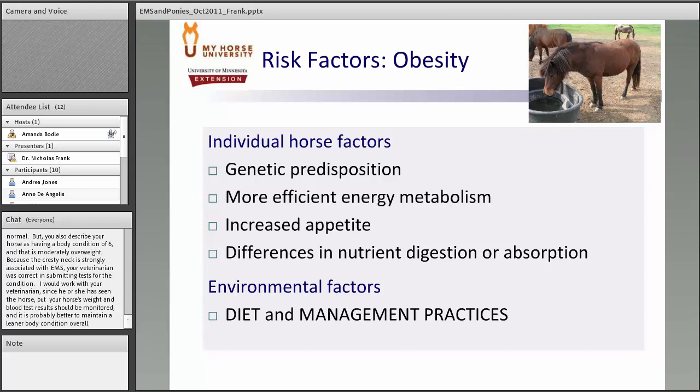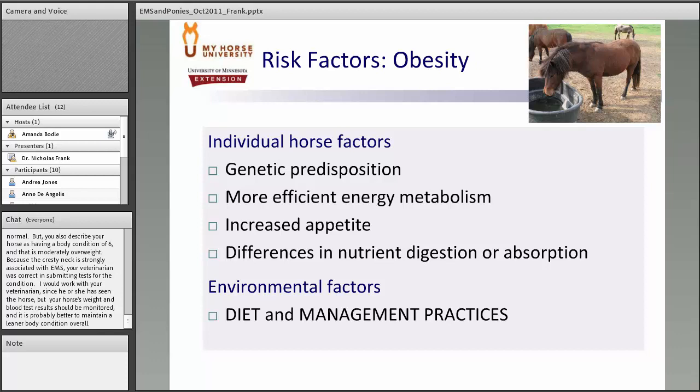Perhaps also this is an animal that has an increase in appetite, so appetite regulation may be affected. And then finally, it will take us a long time to work this out, but it's also possible that there's some difference in that animal in the way it digests its nutrients or absorbs its nutrients, so that somehow it has an advantage. Somehow it's going to stay at a higher body condition, be more likely to develop obesity, be an easy keeper.